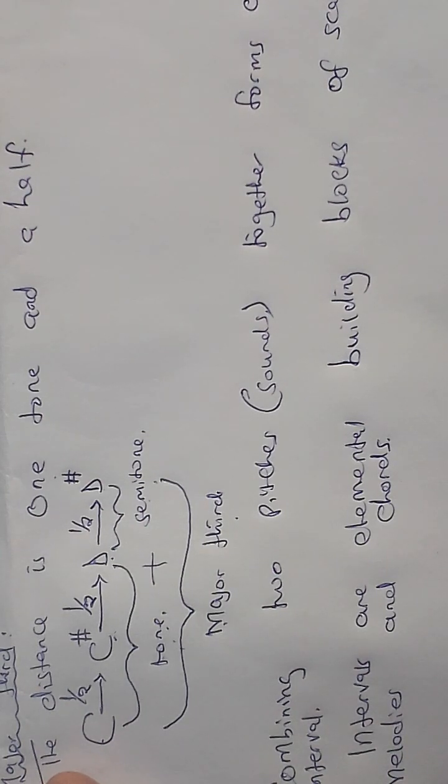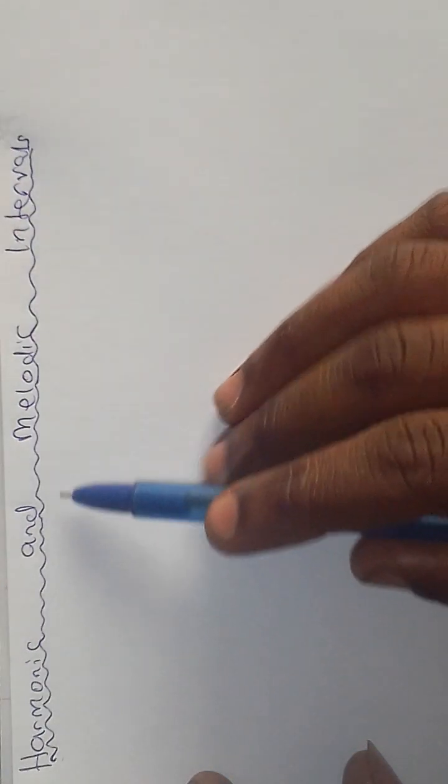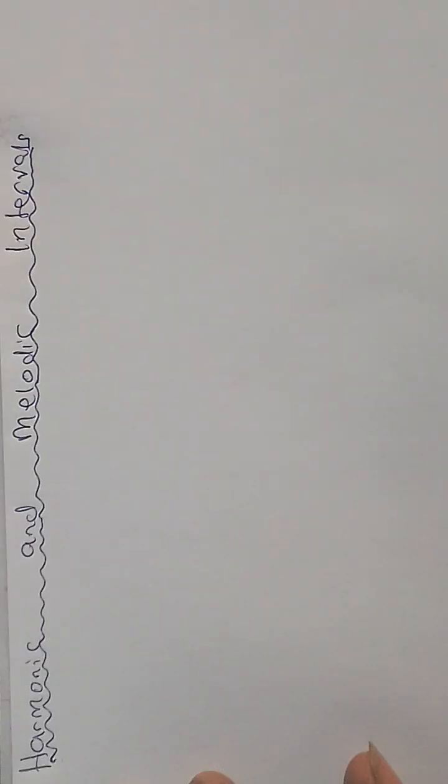harmonic and melodic intervals. When we say a song is a melody or it is harmonized, what do we mean? Notes of harmonic interval occur at the same time.